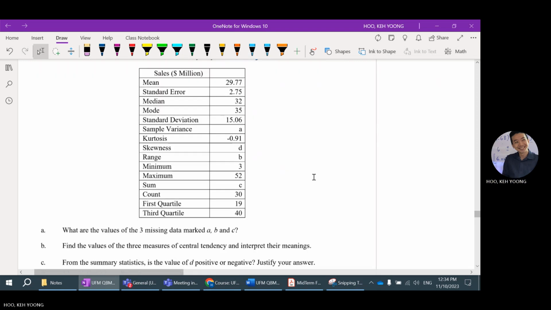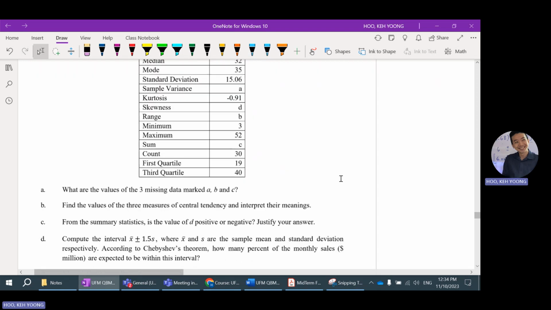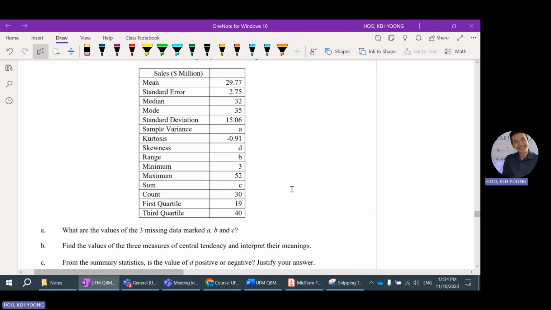Based on the outputs here, what are the values of the three missing data, A, B, and C? So let's look at A first. Sample variance. So how do we find variance? You have to square the standard deviation. So we know that variance, A, is equal to the square of your standard deviations.